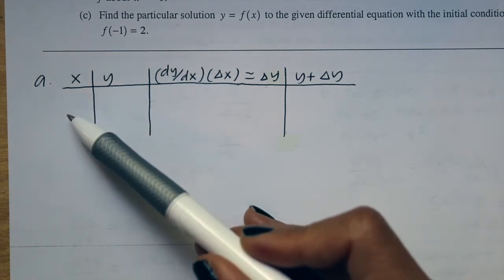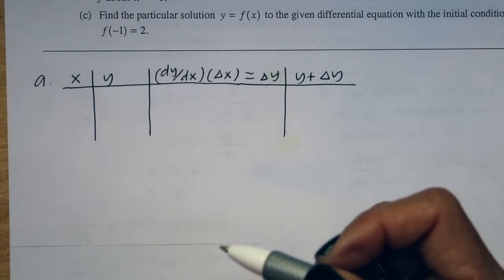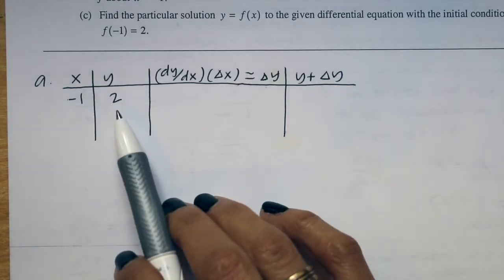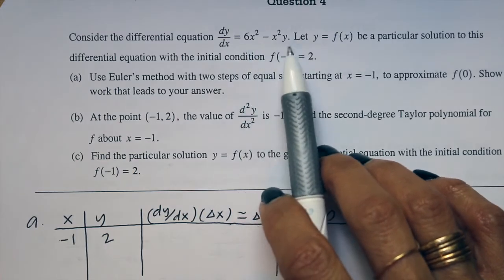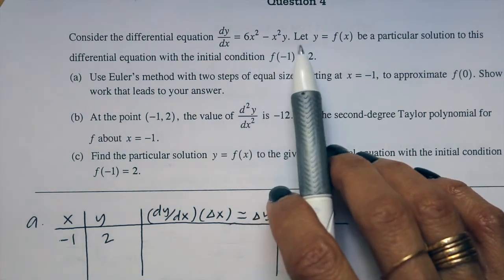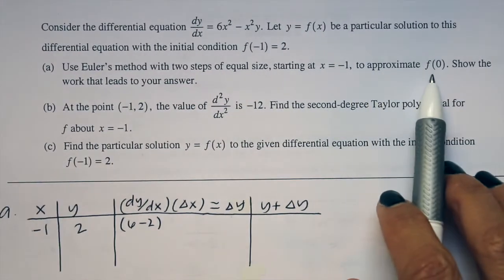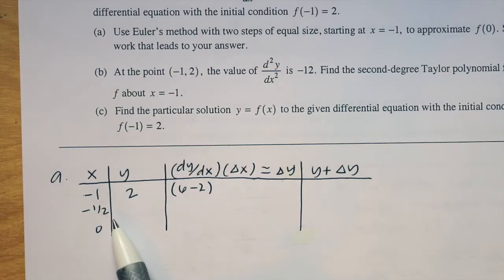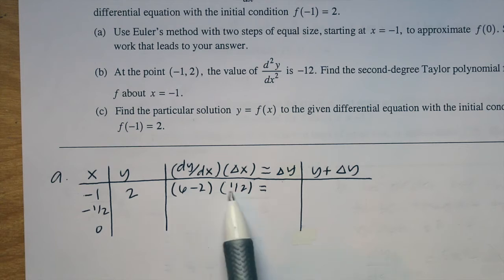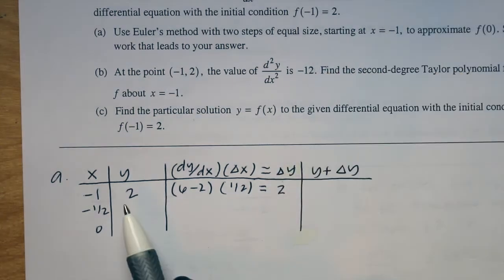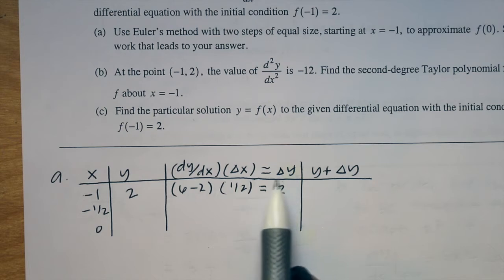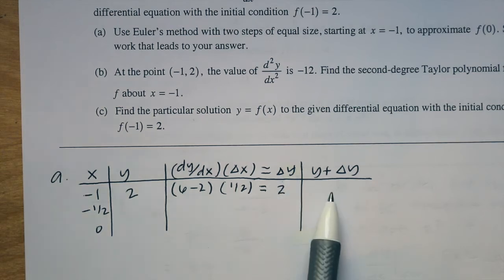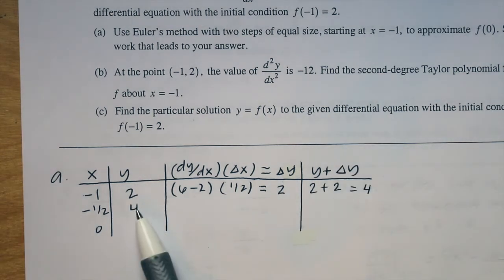So we're going to start off with the initial condition that f of negative 1 equals 2. We're going to take x equals negative 1 and y equals 2, and we're going to plug them into the differential equation 6x squared minus x squared y. We're trying to approximate f of 0 with two steps of equal size. So that means we're going to go from negative 1 to negative 1/2 and then to 0. Each time we're adding 1/2. So that's going to be our change in x. So you get 4 times 1/2, which is just 2. Then we take this y value and we add to it this change in y over here in this right column. And what you get here gets dropped down to this next row.